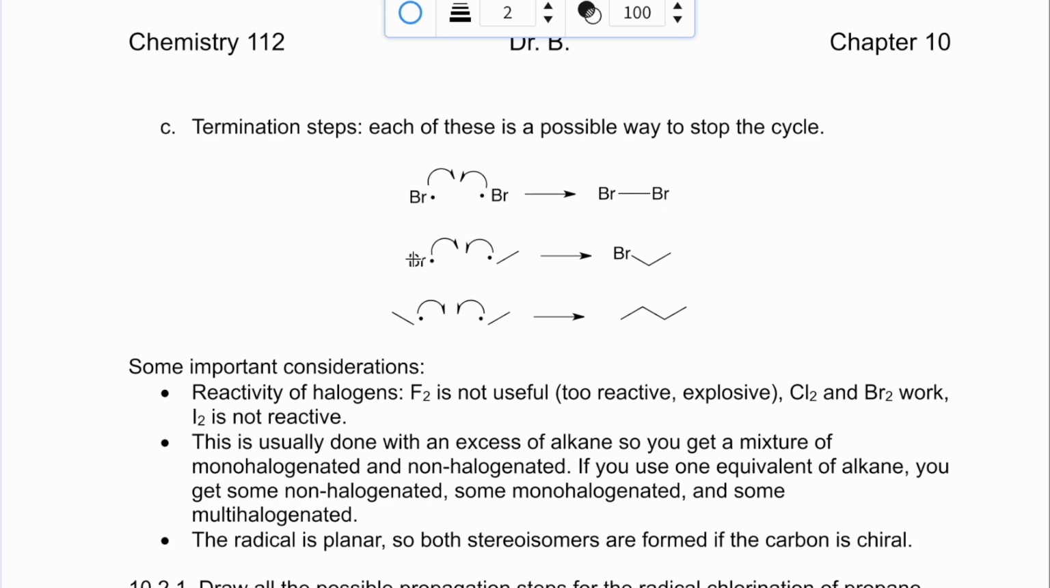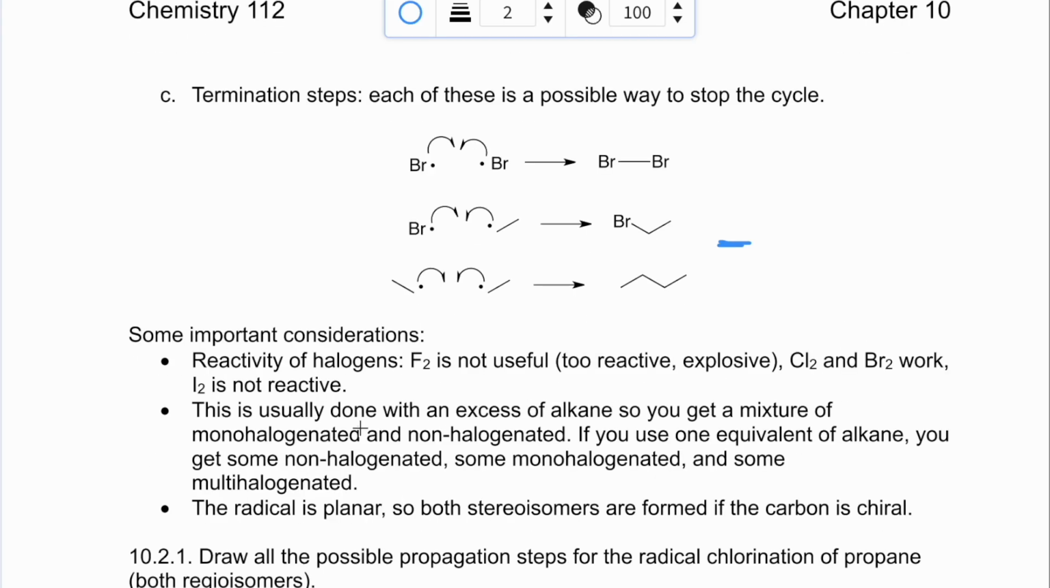Another way to stop the cycle is if the carbon radical finds a bromine radical rather than finding a bromine molecule, those 2 will just form the bond, and there is not a bromine radical created as a second product in that particular example. Another thing that could happen is that 2 carbon radicals can find each other and just form a regular sigma bond there.